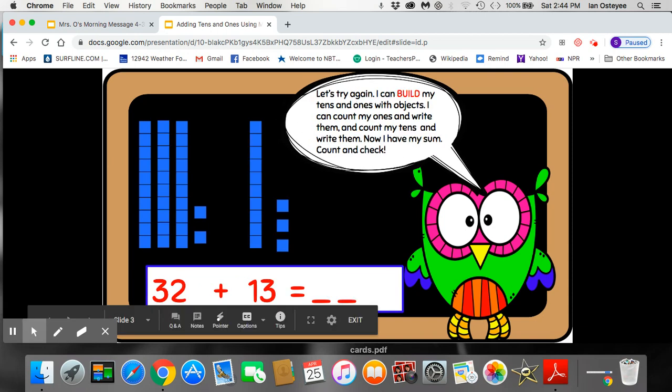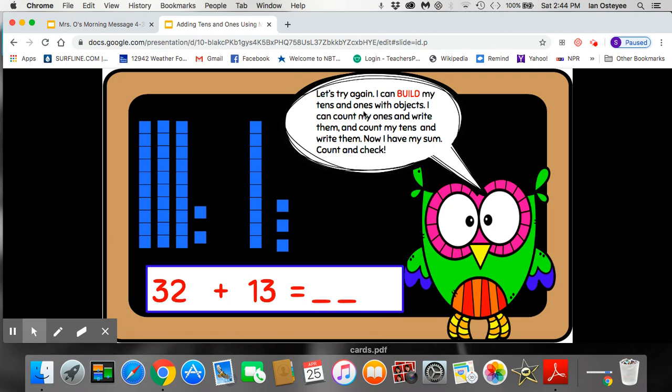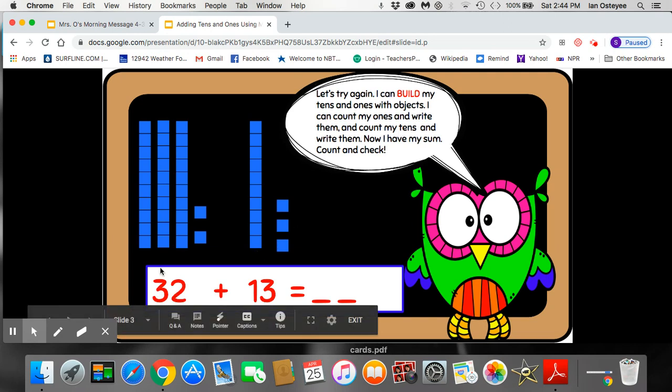Let's try again. I can build my tens and ones with objects. I can count my ones and write them, and count my tens and write them. So the problem we have is 32, and I built 3 tens and 2 ones with my objects. 32 plus 13, and 13 is 1 ten and 3 ones. 32 plus 13. I have to count my ones and write them first.